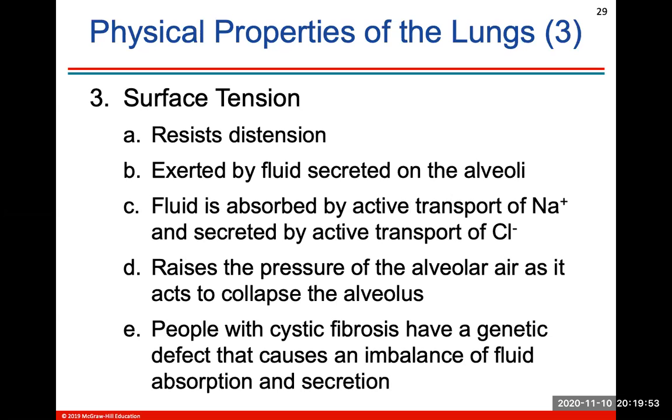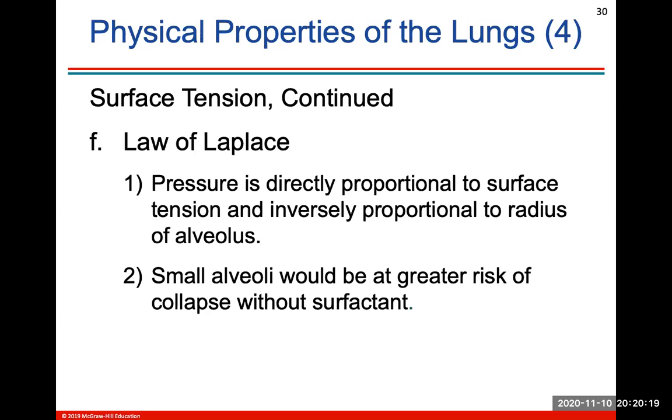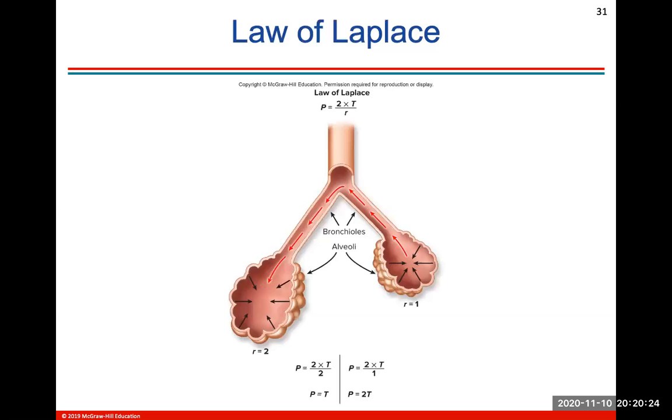Surface tension resists distension, and it's exerted by fluid secreted on the alveoli. The fluid will be absorbed by the active transport of sodium and secreted by active transport of chloride. It will raise the pressure of the alveolar air as it acts to collapse the alveolus. And people with cystic fibrosis, for example, have a genetic defect that will cause an imbalance of fluid absorption and secretion. You don't have to know about the law of Laplace, so I'm going to skip over that for now. But it just describes this idea of how the alveoli will increase and decrease in size.